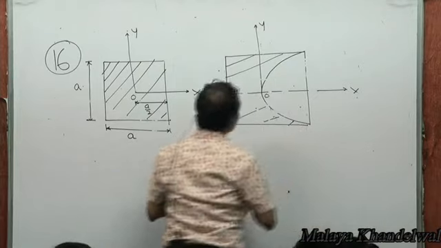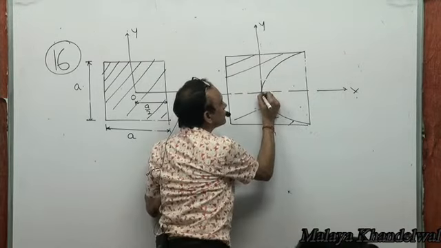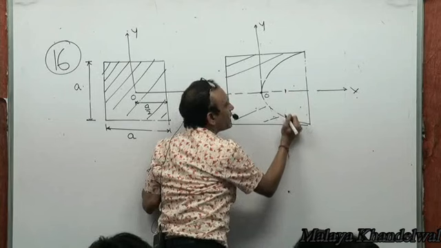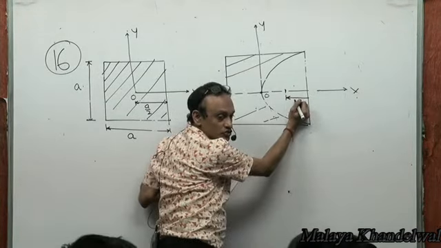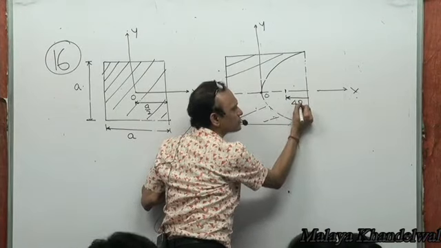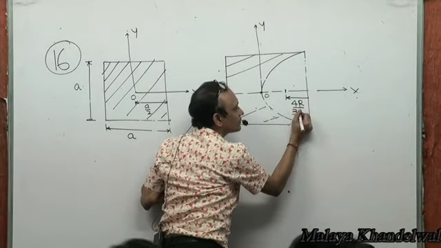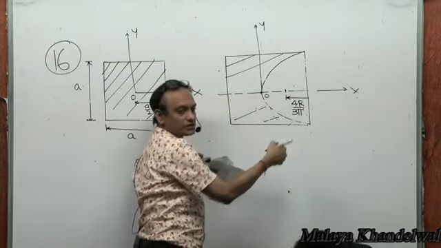Now, remember, the center of mass of a semicircular strip is at a distance 4r by 3 pi. Was this discussed? 4r by 3 pi in this direction.